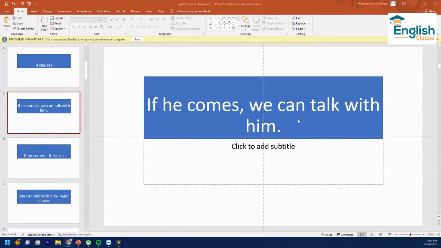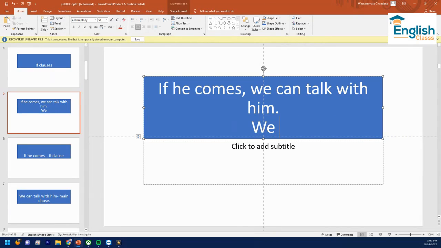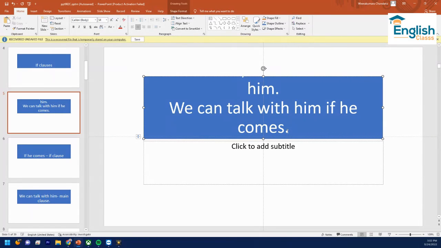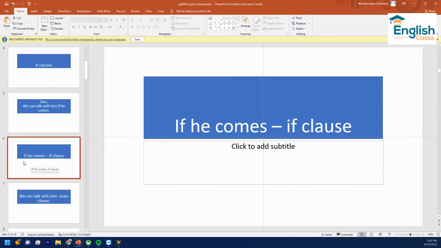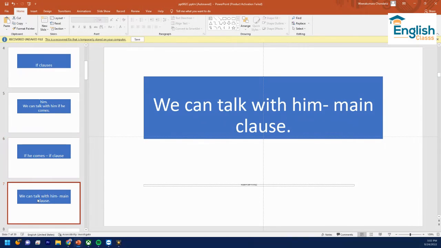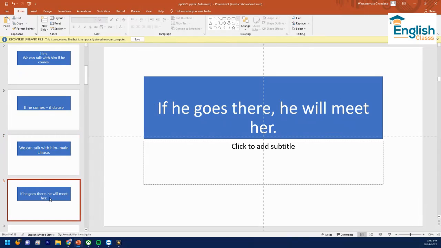We can talk with him if he comes. Both ways are possible. When you write it in the second way, starting with the main clause, we can talk with him if he comes. Here, in this sentence, you don't have to put the comma. If you use the word if in the middle of the sentence, then there is no comma. Remember. However, keep in your mind, if he comes is the if clause, and we can talk with him is the main clause.